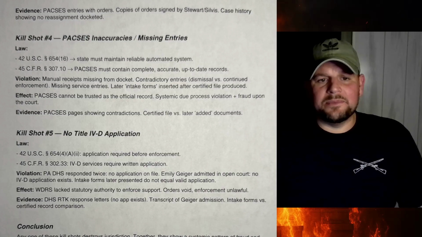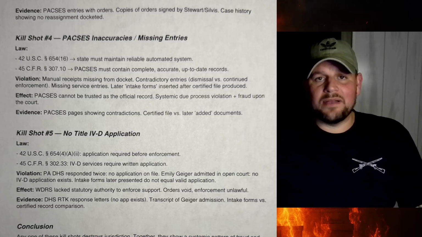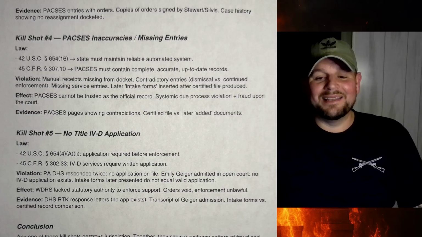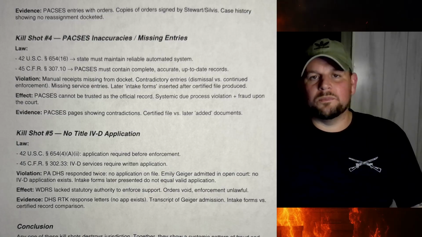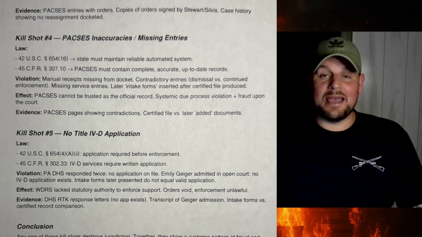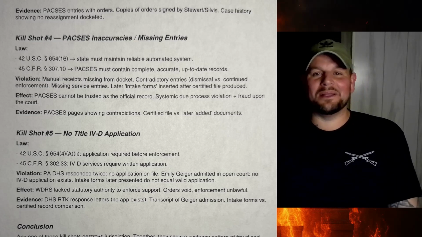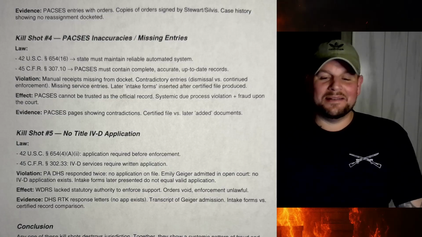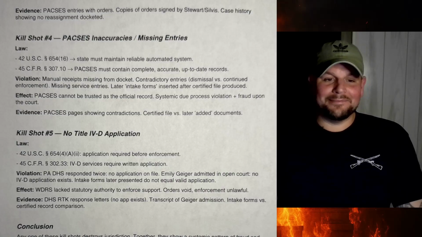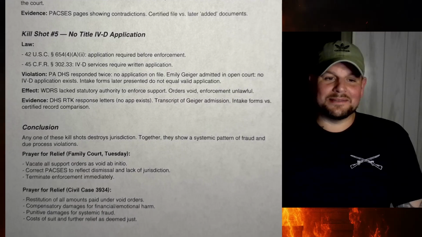Final one, kill shot number 5, is what started this whole train. Is I've been asking for a Title IV-D application, and they've never provided me one. Again, they provided me with a 4-page child support complaint form, a generic complaint form, and then later on added 4 more pages that were redacted that just happened to poof out of the sky. They weren't in the documents I requested. When you do that, they're supposed to give you everything, and they didn't. You know, it is what it is.